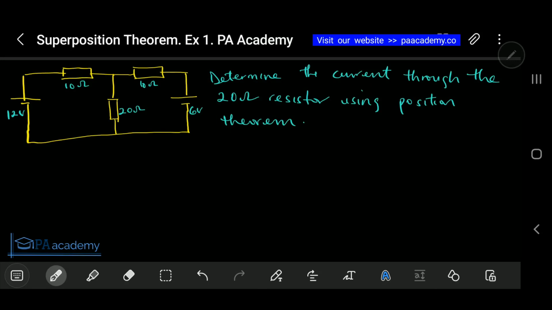In the previous part, we looked at what superposition theorem is, more like an introduction, and we explained what the concept is all about. So right now we are going to be looking at the first example explaining superposition theorem. Now let's look at what we are having here.